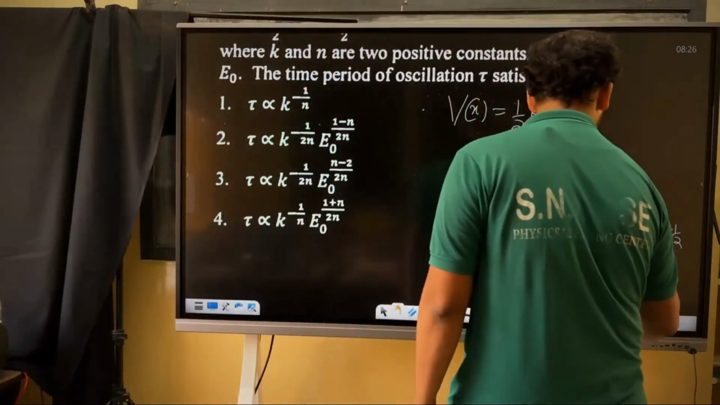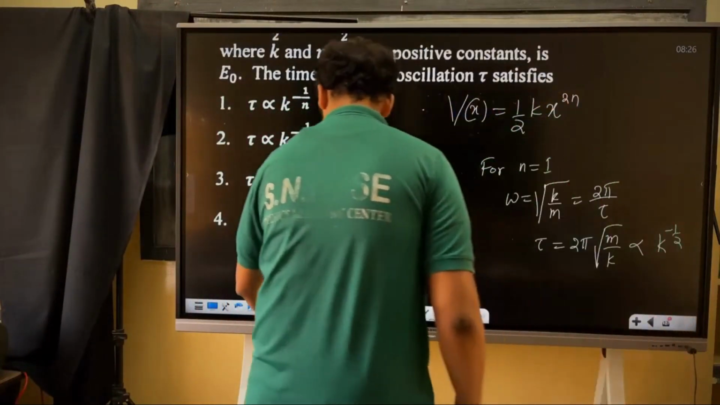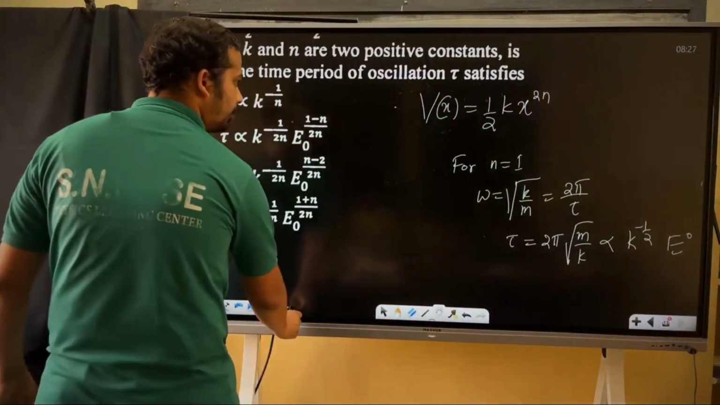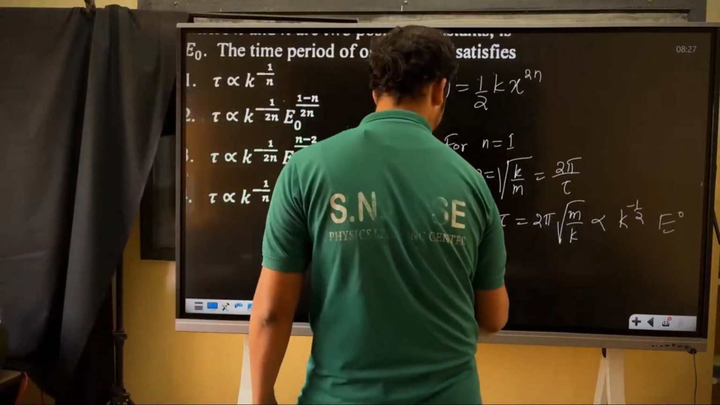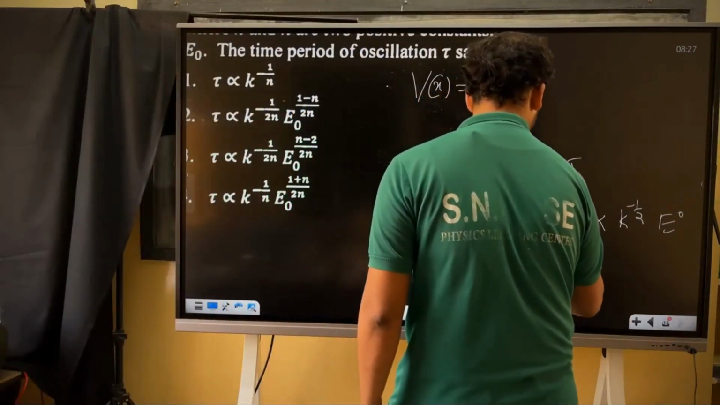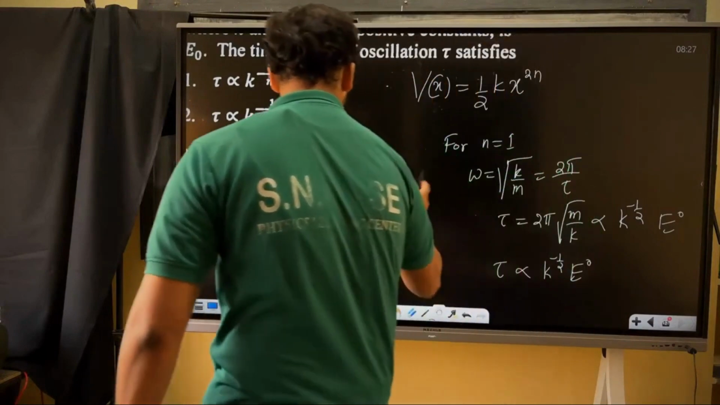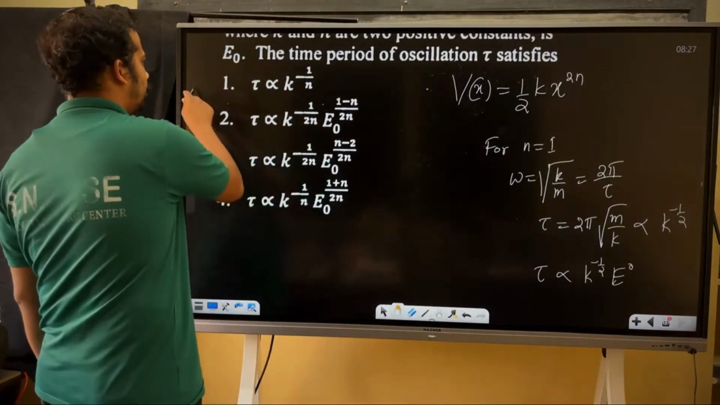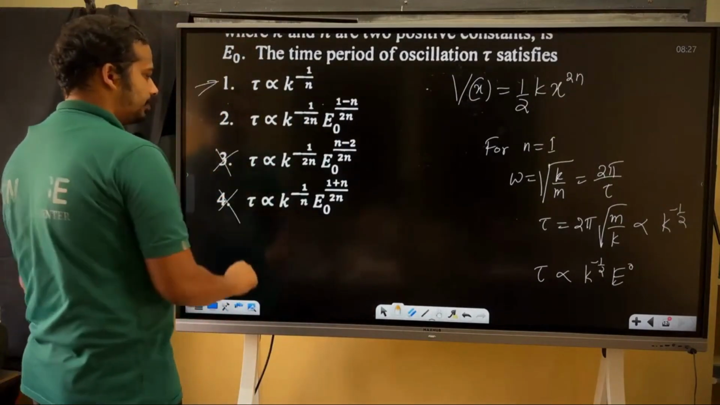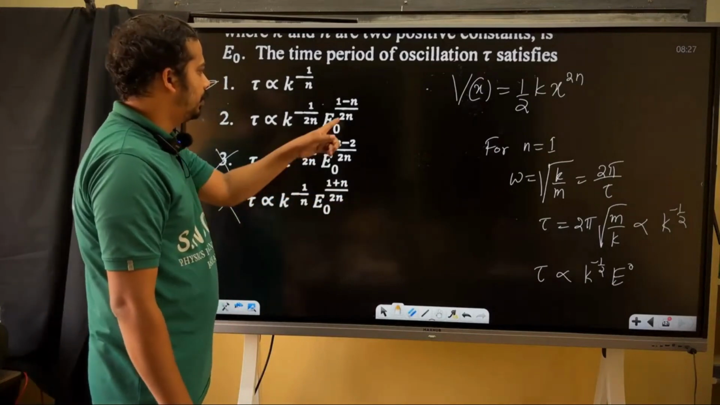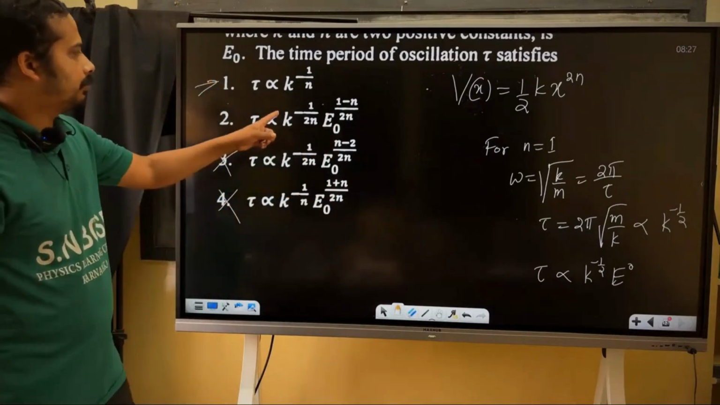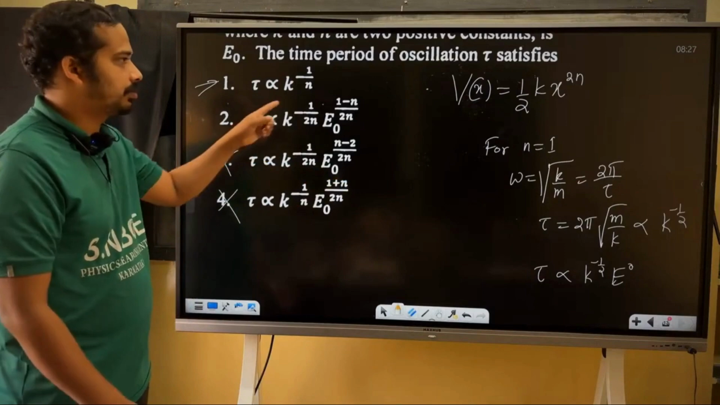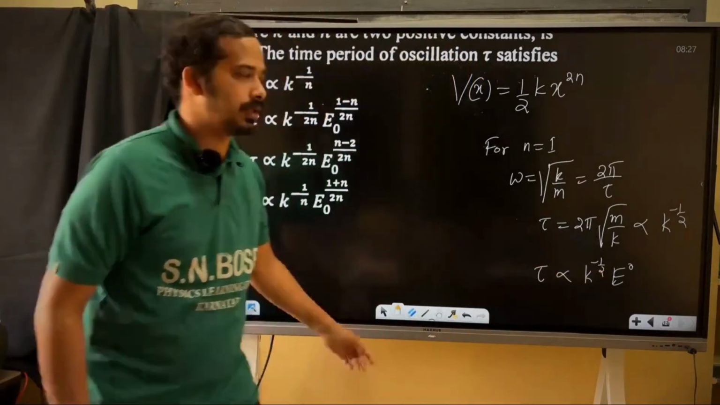And it is independent of energy. Can I say like this? E power zero. Now, if I put n equal to 1, T should be proportional to k power minus half and e power 0. If I put n equal to 1, where do you have e power 0? This is one possibility. You can eliminate these two. If you put n equal to 1, you are not having e power 0 there. Here you are having e power 0. Now, whether minus 1 by 2n or minus 1 by n? Minus 1 by 2n, minus half, am I right? For n equal to 1, the power of k should be minus half. That's why this is the option.